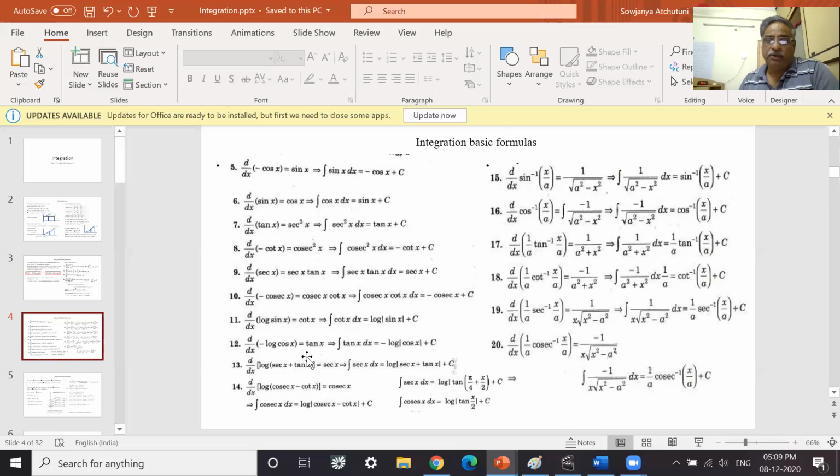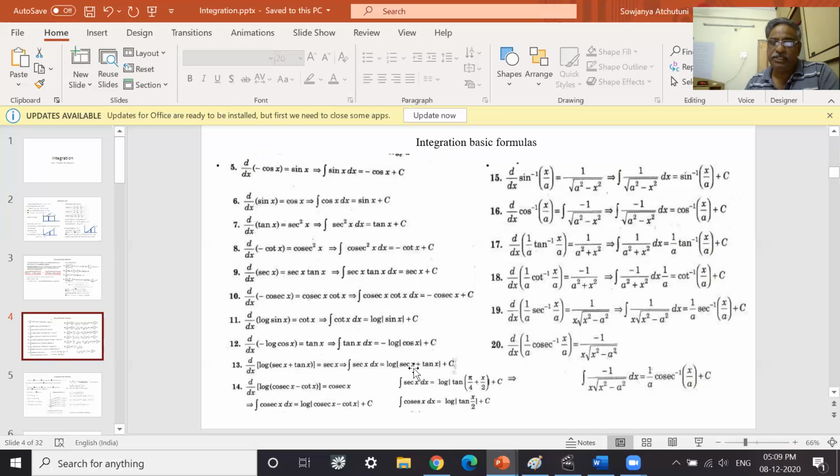So understood. Now integral secant x. Integral secant x is log of secant x plus tan x plus c. This is a very important formula. Many places we get this, and we have to use this also to simplify our integrations. You see here, log of secant x plus tan x plus c.